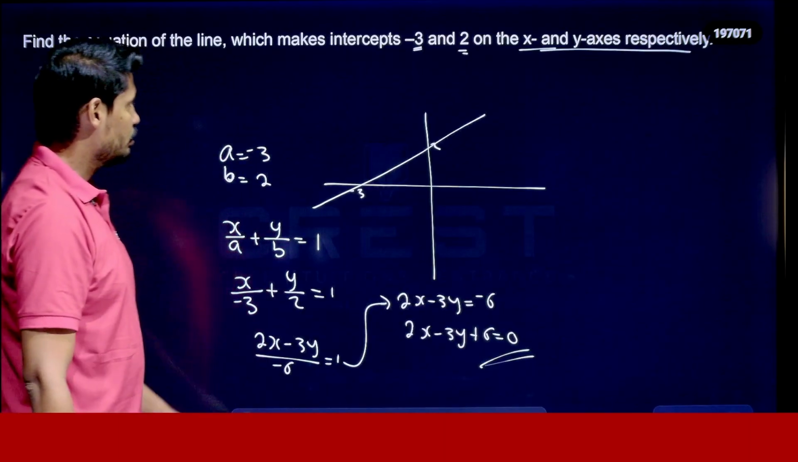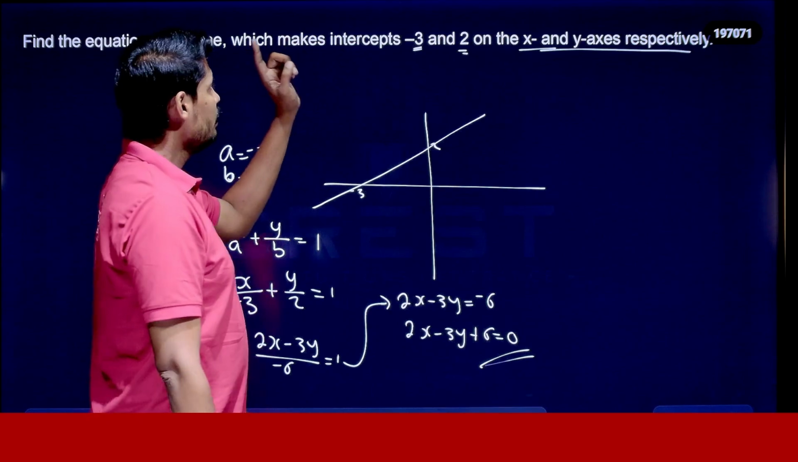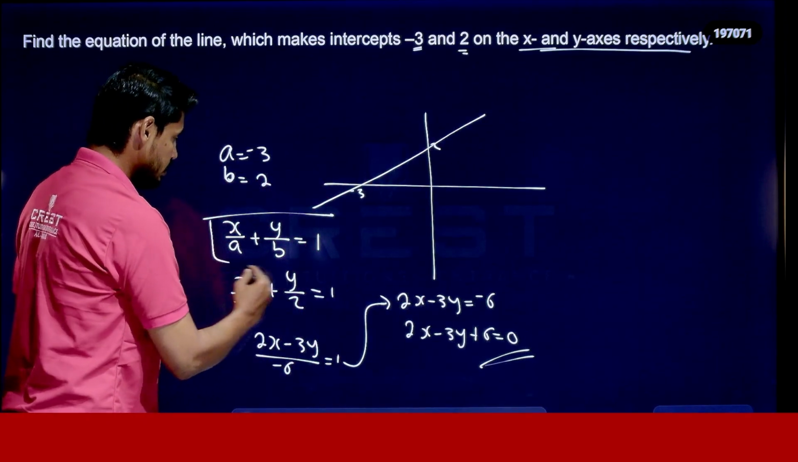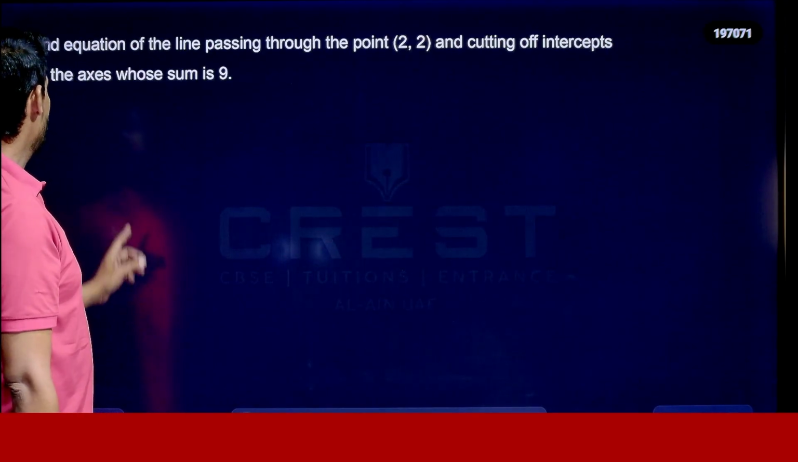That is the equation of this line. If we are already given the x-intercept and y-intercept, we can apply them in this equation. This form is called intercept form. And we have a very good question.